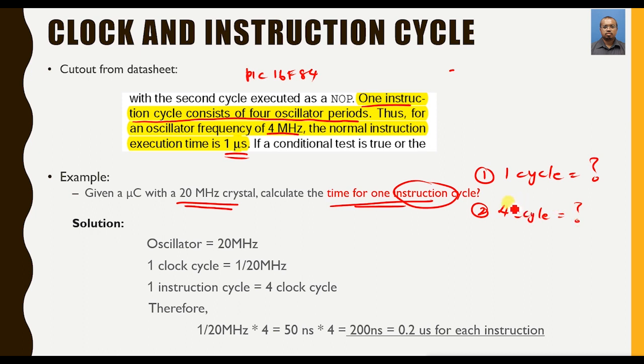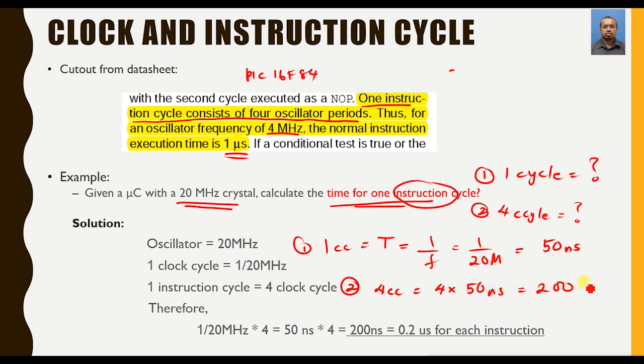So let's look at the time for one cycle. Given a 20 MHz crystal, this is actually the period, 1 over F, 1 over frequency, which is 1 over 20 MHz. This is equivalent to 50 nanoseconds. Then for one instruction cycle, you multiply by 4. So this is number 1. Number 2, 4 clock cycles, meaning 4 times 50 nanoseconds, which is 200 nanoseconds, also equivalent to 0.2 microsecond for each instruction.